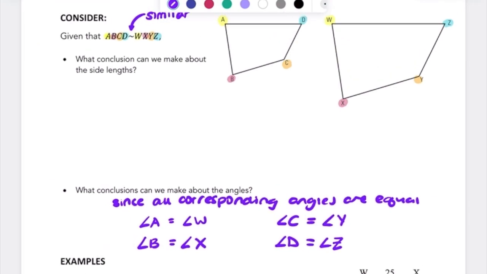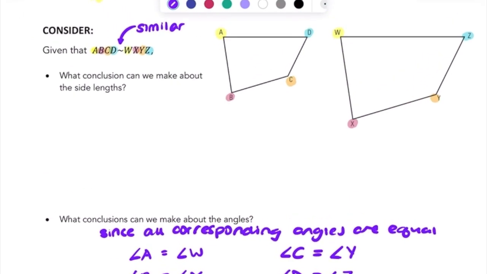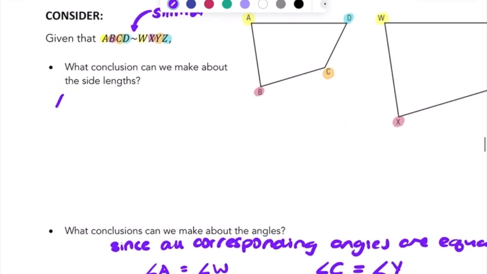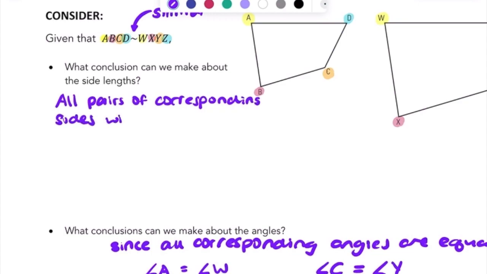Okay, what other information can we talk about? Well, remember, to be similar, you have to meet two conditions. Condition number one, let's say we'll go in other order, but one condition is that all of the corresponding angles are equal, and we kind of dealt with that. But condition number two is all the scale factors of corresponding sides will be the same. So I'm going to write that. All pairs of corresponding sides will result in the same scale factor.